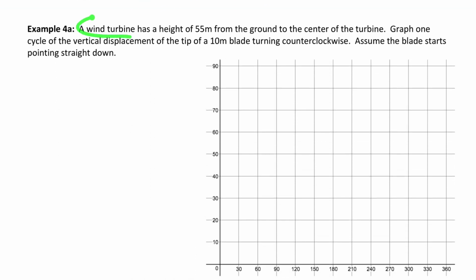It says a wind turbine has a height of 55 meters from the ground to the center of the turbine. Graph one cycle of the vertical displacement of the tip of a 10-meter blade turning counterclockwise. Assume the blade starts pointing straight down.